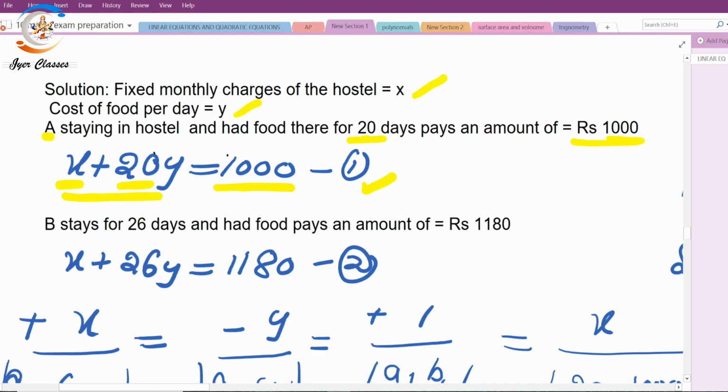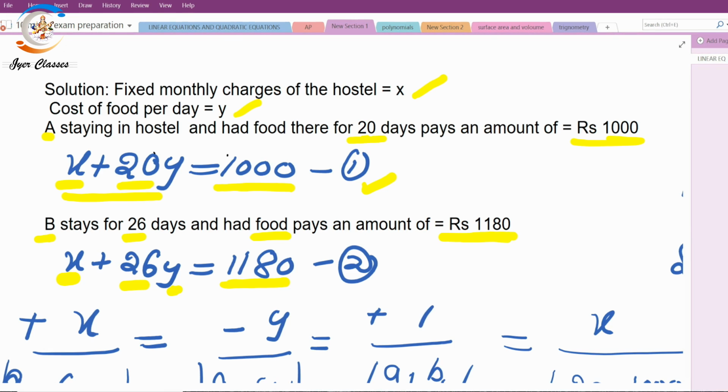अब there is another person B who stays in the hostel for 26 days और खाना भी खाया 26 दिन. So he pays an amount of 1180. सो फिक्स्ड अमाउंट उन्होंने एक्स पे किया और 26 डेज के लिए वाई अमाउंट के रेट पर जो फूड का कॉस्ट पे किया और टोटल बिल आई उनके पास 1180. अब इन दोनों इक्वेशन को हमें क्रॉस मल्टीप्लिकेशन मेथड से सॉल्व करना है.